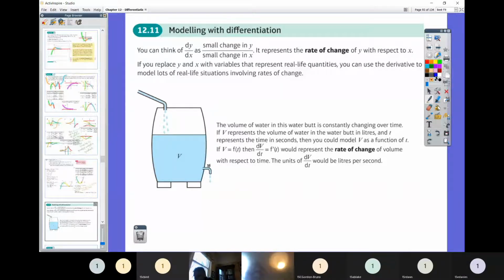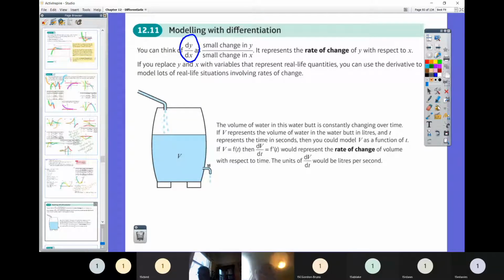So we're modelling with differentiation. So up to now, we've been doing dy dx. Okay, so we've been differentiating y with respect to x. Okay, so it's the rate of change of y with respect to x. Now that's a very pure thing. I now want to put that more into practical terms.